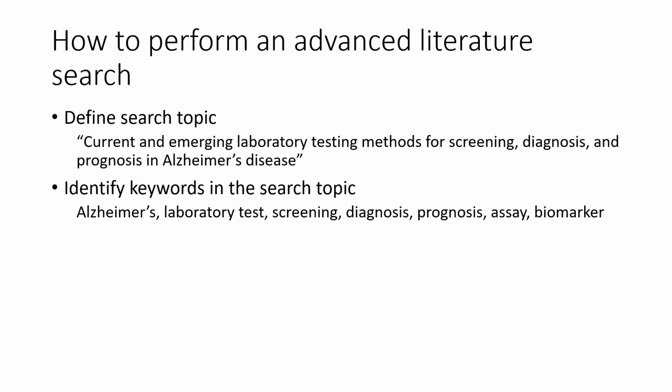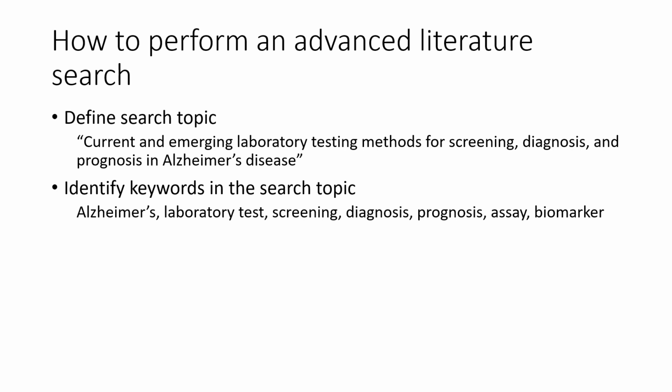So now we're going to discuss how to perform an advanced literature search. So you want to define a search topic. So for example, if I chose the topic, current and emerging laboratory testing methods for screening, diagnosis, and prognosis in Alzheimer's disease, that's a lot of different topics.